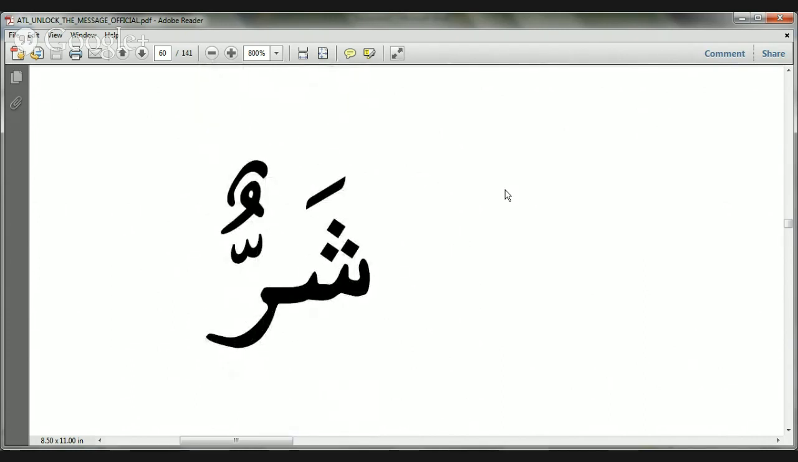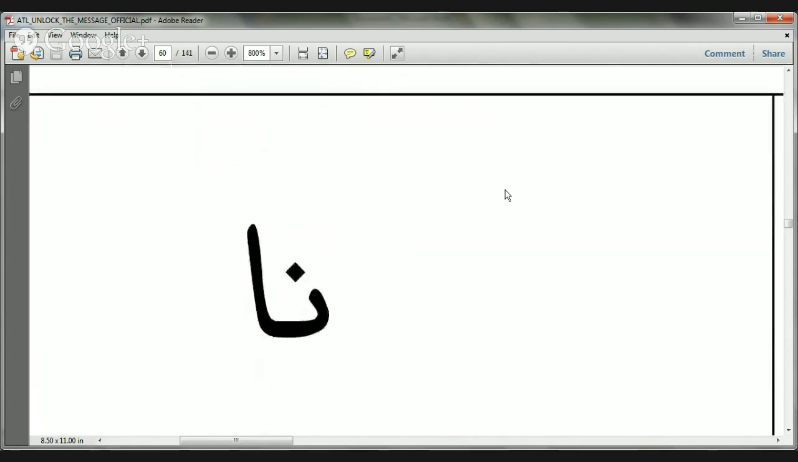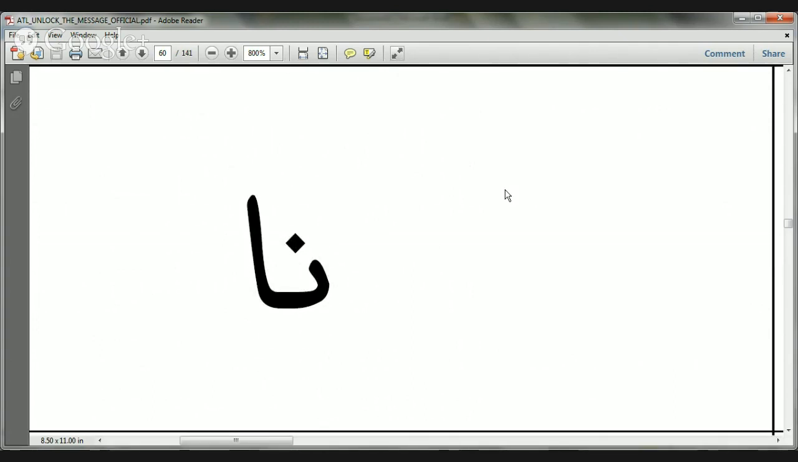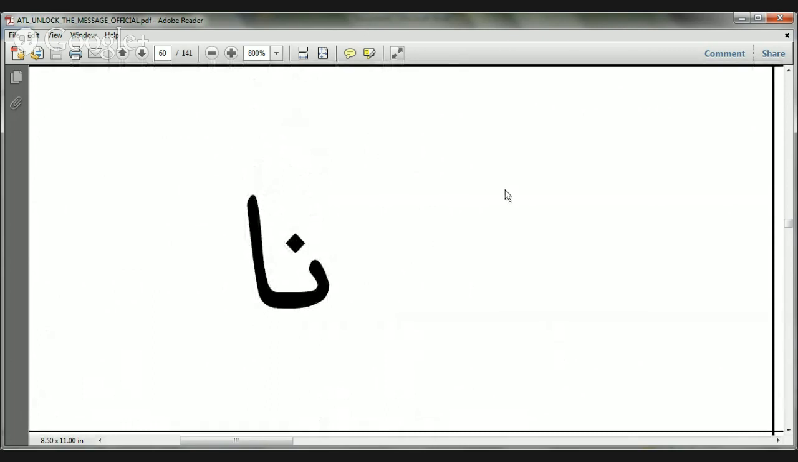Sharrun, ash-sharru, good. Ad-dallina, dallina. Just remove the alif lam. Na means us. It's proper. There's no way to make this uncommon. I don't know why they would put this in here. Us is not good. Yeah, but this is the dhamir al-muttasil. Oh, so the opposite is not possible. Yeah, the opposite is not possible.